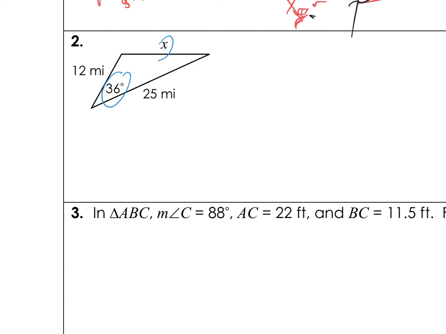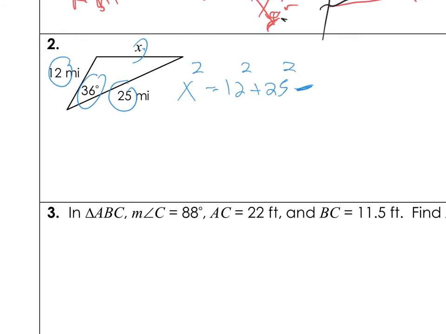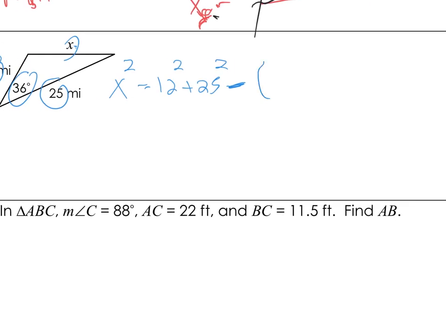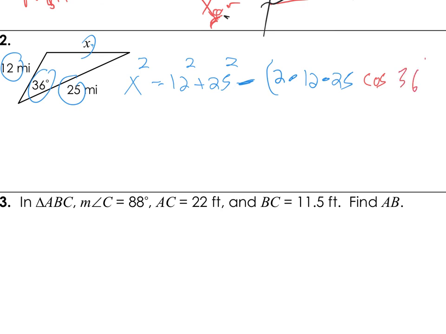I'm going to write X squared, it's on the side that's across from the angle that I have, will equal the sum of the squares of the other two sides. 12 squared plus 25 squared minus, always minus. Minus what? I'll put in parentheses so you don't get lost. 2 times the 12 times the 25 times, one more thing, cosine of the angle that's included, in this case 36 degrees. That needs to be on your paper.